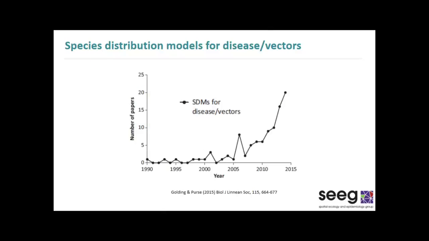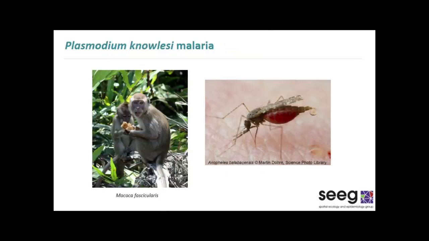Species distribution models, or SDM, have been applied to epidemiology a lot in the last 10 years. So this is one reason why I used it to analyze my data set. Plasmodium knowlesi malaria is a vector-borne zoonotic pathogen. It has a reservoir in various macaque species, including Macaca fascicularis, which is on the left there, and is transmitted among macaques and to humans via anopheline mosquitoes.